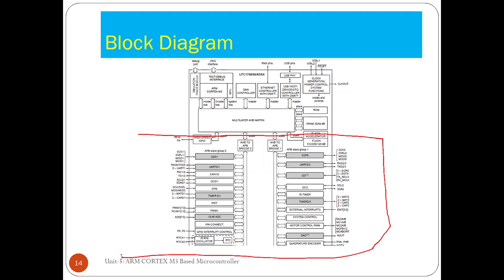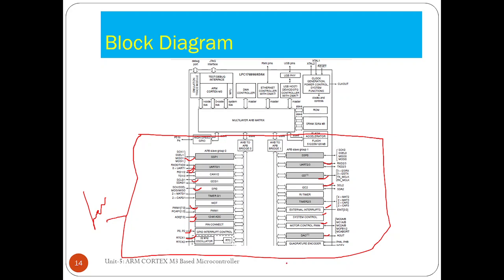This is one part, on-chip features available: SPI, UART, CAN, I2C, again timer, counter, PWM, 12-bit ADC, pin connect block, oscillator. Here the UART2, I2S, timer, Ethernet, system control, motor control, DAC. So these are the different on-chip peripherals available.